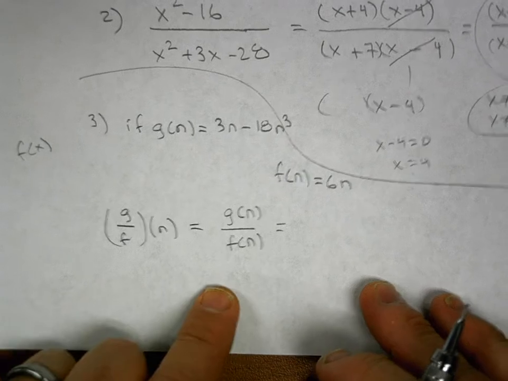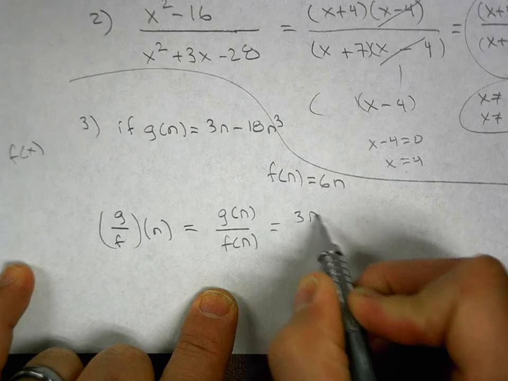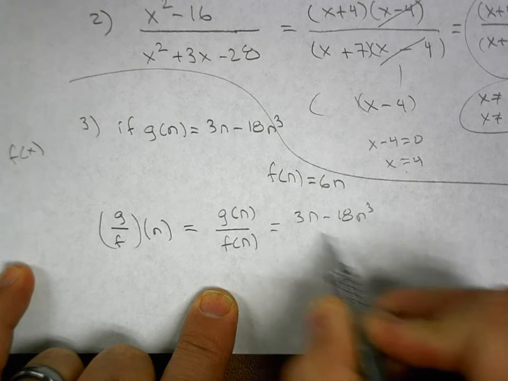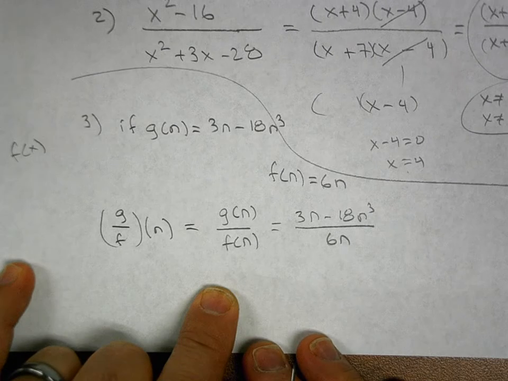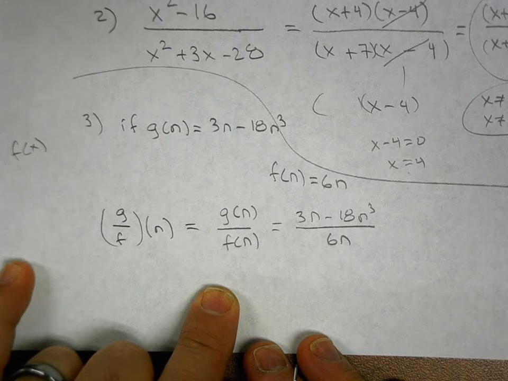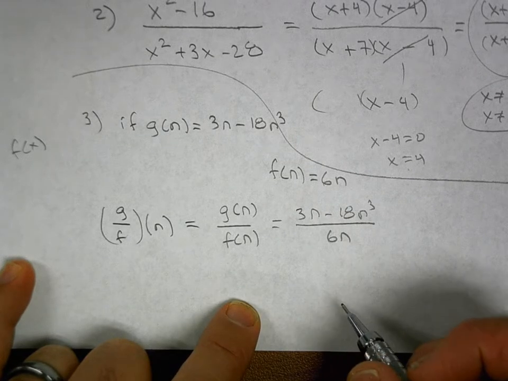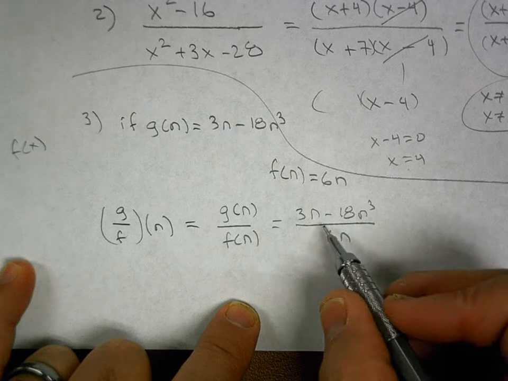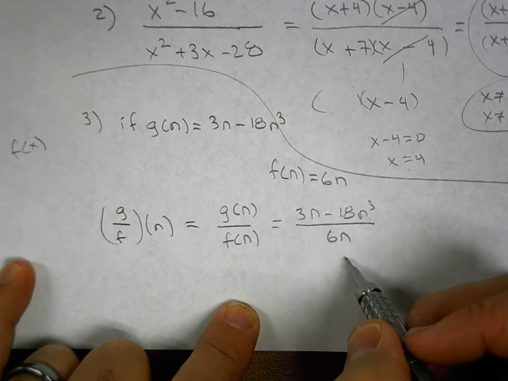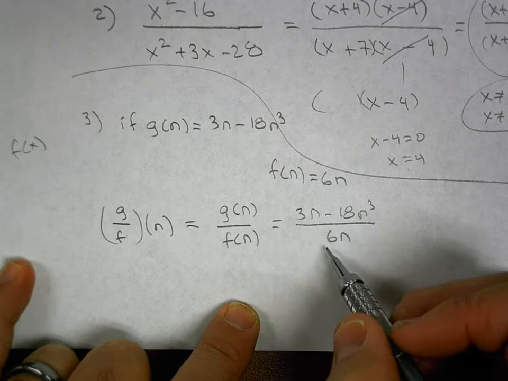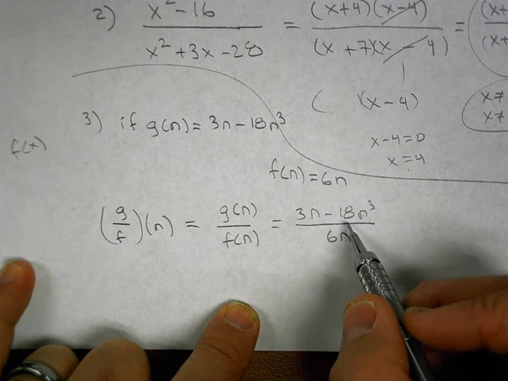Okay, so what is g of n? 3n minus 18n cubed over f of n, which is 6n. Okay, now what do we do? How do we reduce it? We can't. It looks so inviting, doesn't it? Just reduce it out to basically 1/2. But we can't, right? Because it's separated by the minus there. We don't want to leave the 18n cubed hanging there. So what can we do?